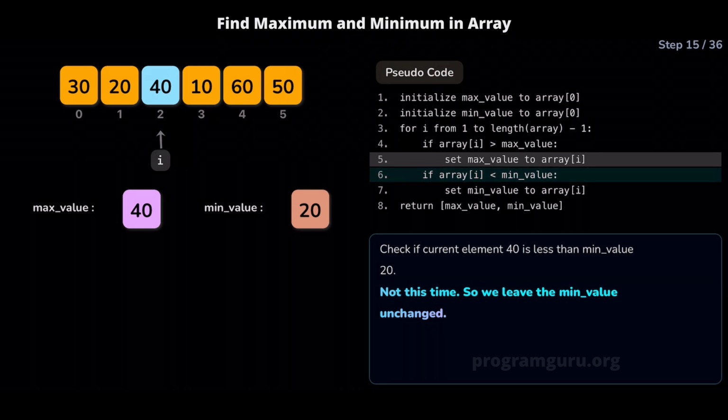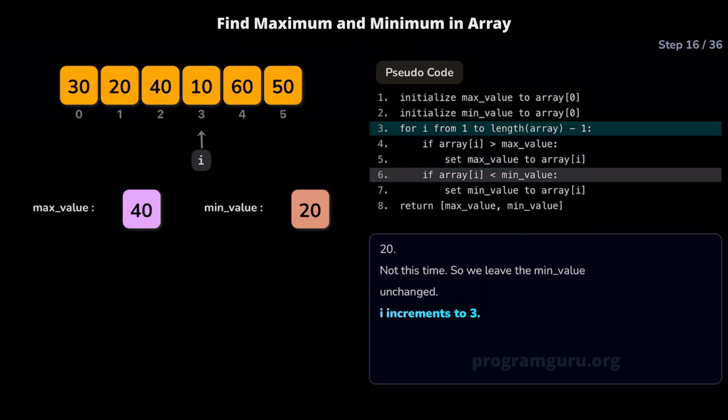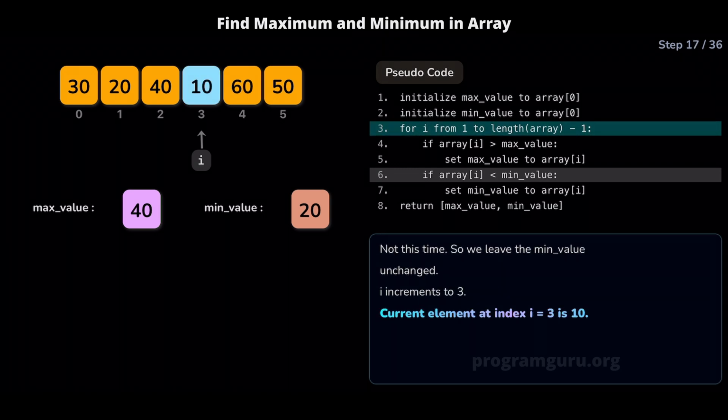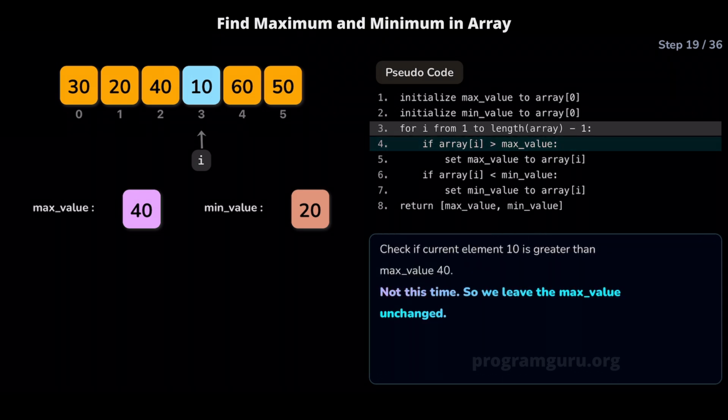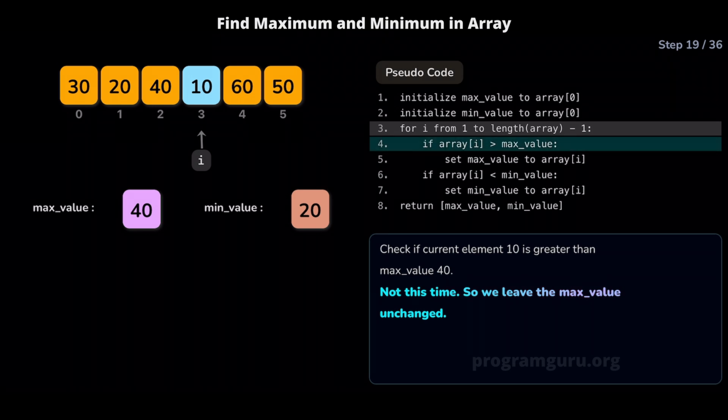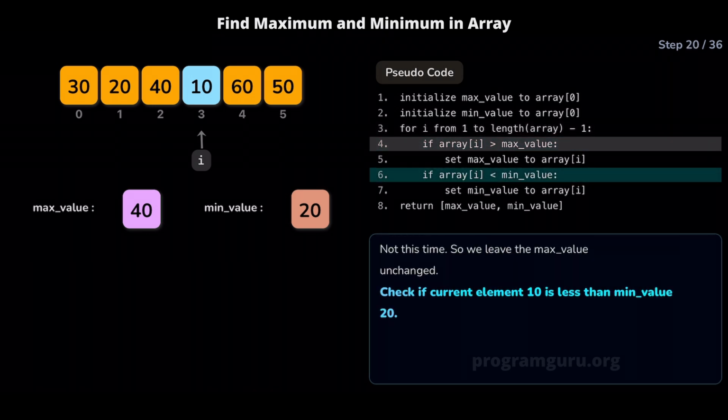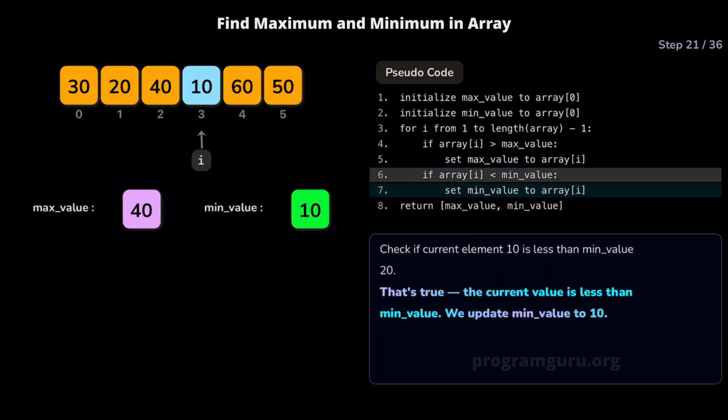i increments to 3. Current element at index 3 is 10. Check if current element 10 is greater than maximum value 40. Not this time. So we leave the maximum value unchanged. Check if current element 10 is less than minimum value 20. That's true. The current value is less than the minimum value. We update the minimum value to 10.